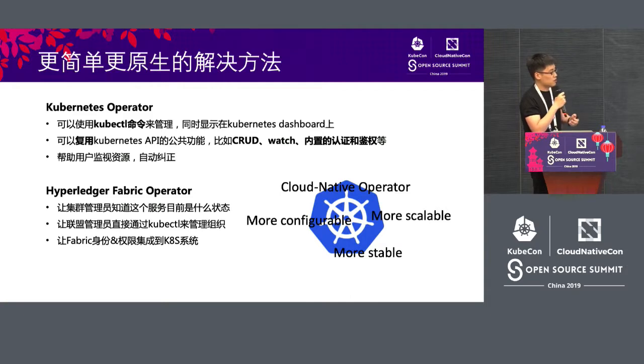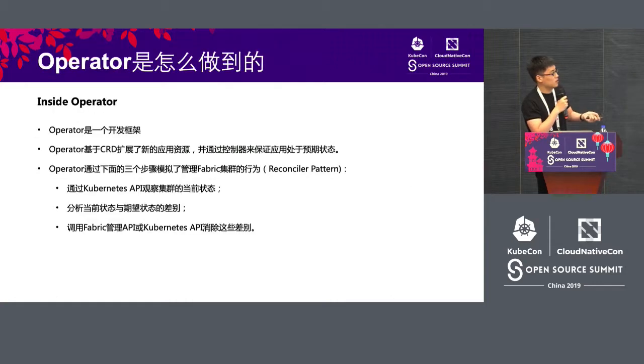And the second benefit is for the consortium administrators. That means via the command lines, they can realize the configurations of the organization via kubectl. And the third one is that we have integrated the Fabric identity and authority to the K8S system. So for the Kubernetes operator, how can it be realized?